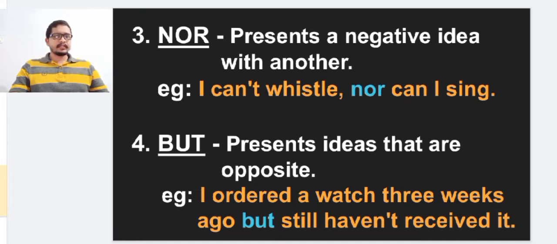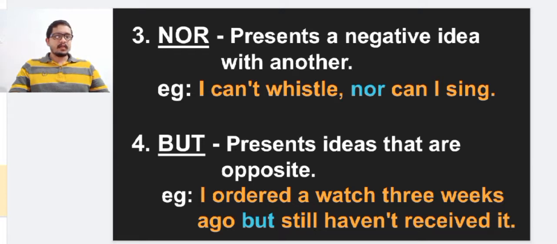Can you identify the conjunction here? Yes, it is but. Please note here, I ordered a watch 3 weeks ago but still haven't received it. In this example, there is no comma. Why is there no comma? Can you just tell why there is no comma?